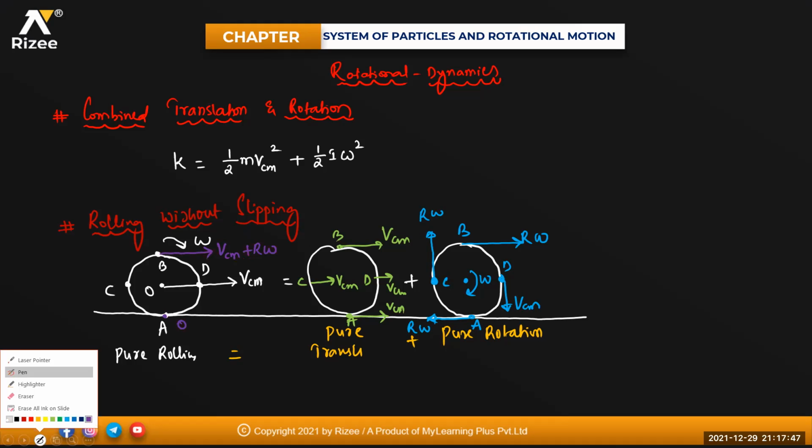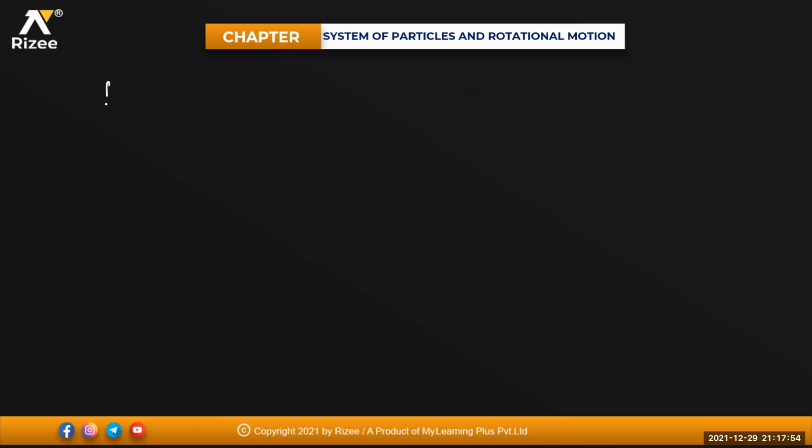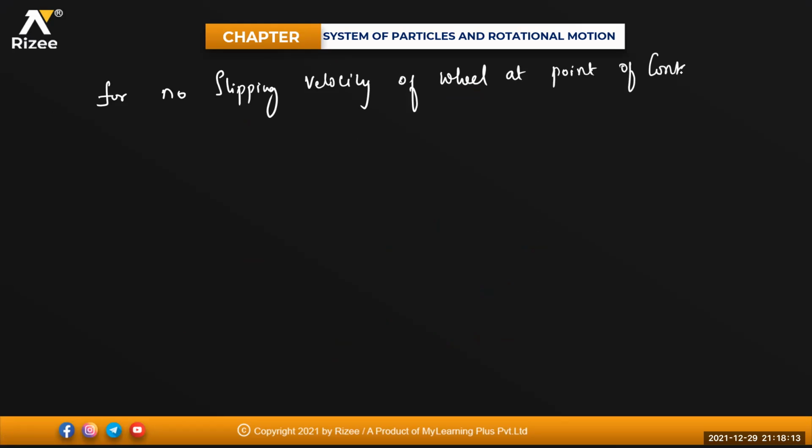Now see, in the pure rolling, what is happening is, for no slipping, the velocity of the wheel at the point of contact should be 0. Clear for everyone?